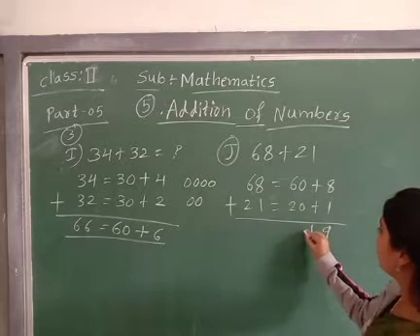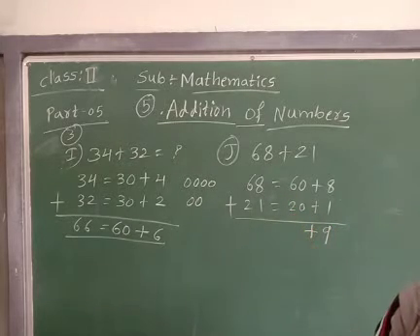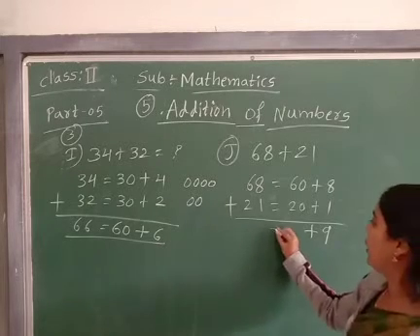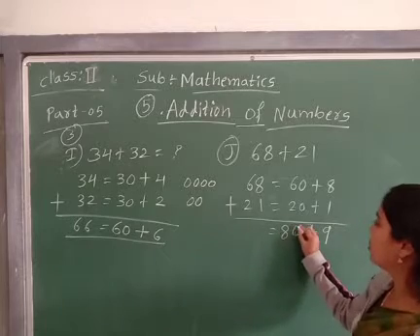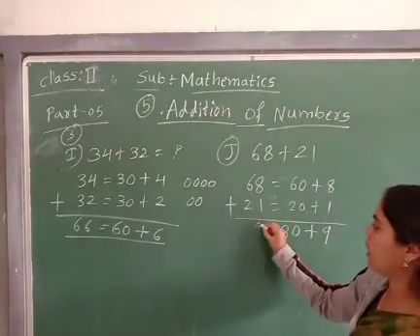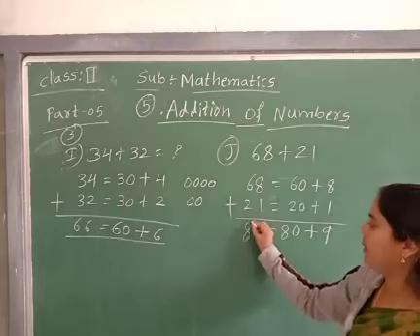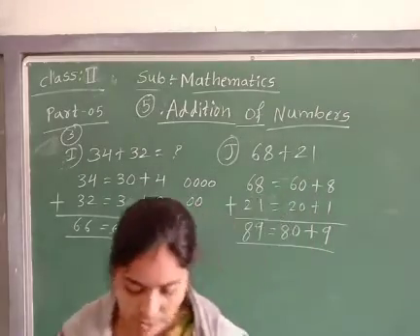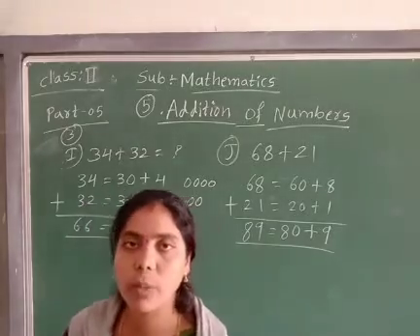9. So here 60, here 20. 60 plus 20, how much, children? 70, 80. 80. So here 8 plus 1 is 9, 6 plus 2 is 8, so 89. So like this you completed the third bit. Now the fourth bit, children.